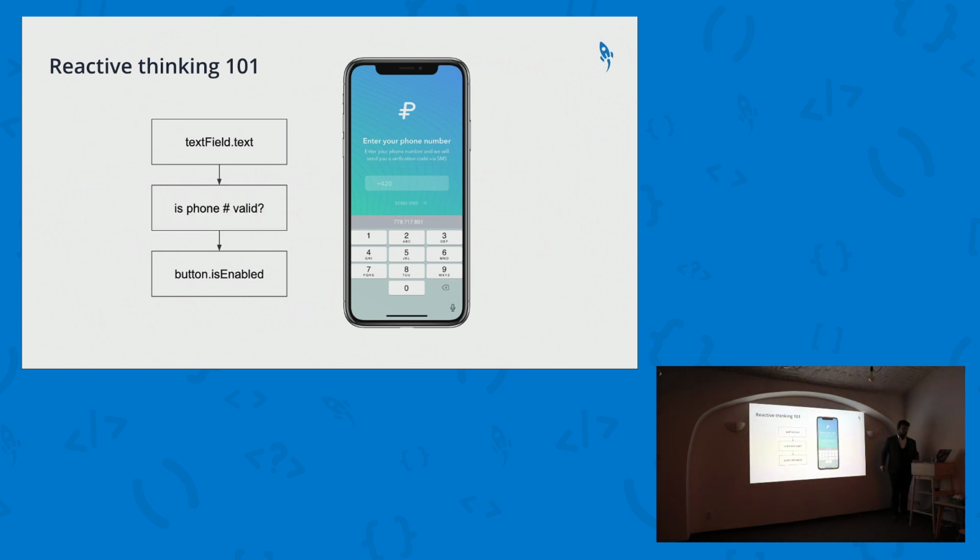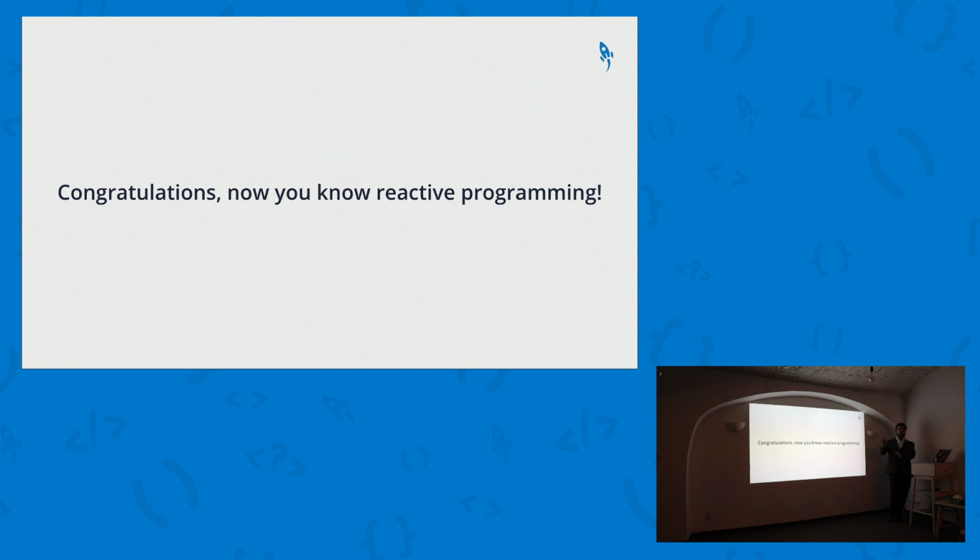But in between, we need to do some operations, and the most basic operation would be, is there something in the text field? A more advanced operation would be, for example, is the phone number valid? So this is basically what reactive programming is all about. Congratulations, now you know how to think in reactive programming.